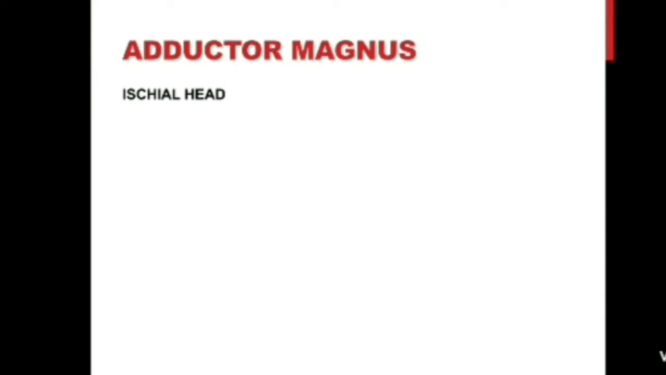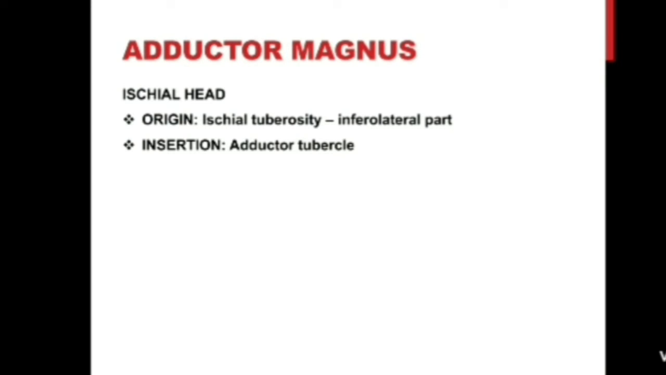So now we come to the last muscle of the back of the thigh and the last hamstring muscle also, which is the adductor magnus. Now I'm sure you're wondering, this happens to be a muscle of the medial compartment of the leg. How has it ended up here amongst the hamstring muscles? So the ischial head of the adductor magnus actually happens to be a hamstring muscle. So the origin of the ischial head is going to be from the ischial tuberosity, the inferolateral part. Now the insertion, as we can all recollect from the medial compartment, is going to be the adductor tubercle.